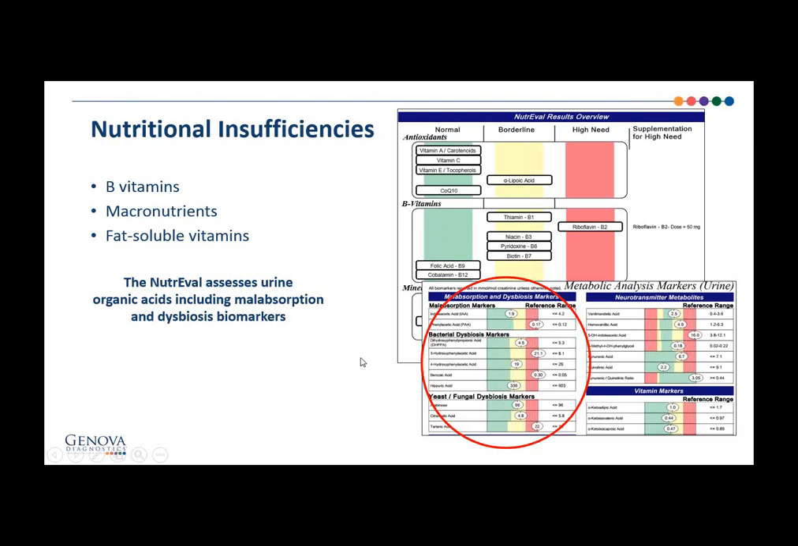Also on the Nutrival, we look at urine organic acids, and what's circled here are the malabsorption and dysbiosis markers. What we're looking for is a trend. There's 10 markers here. If you see most of them shifting to the right, like in this case, hardly any of them falling in that green optimal zone, then it's going to be suggestive of a dysbiosis. Something's going on in the GI tract, and you might want to take a closer look. Usually we'll recommend stool testing to get a better picture of what that actual imbalance is.